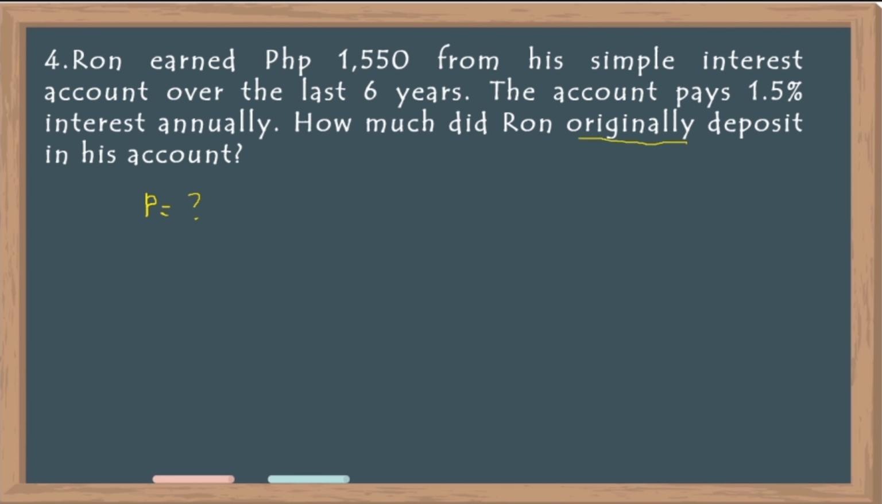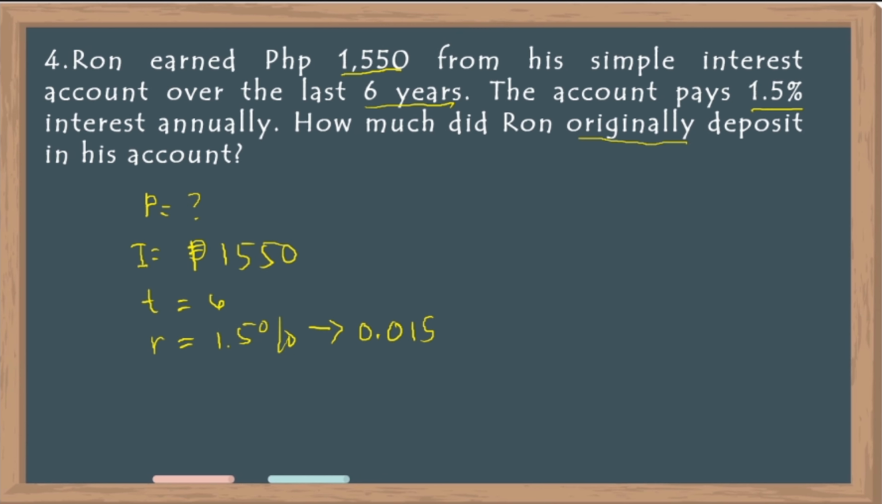Ano po itong 1,550? Sabi niya, earned. Ibig sabihin yung kanyang tinubo or the interest. Okay? So, that's 1,550. Ano naman po itong 6 years? That's the time or the term. Then, itong 1.5%, that's the interest rate. Okay? Pag kinonvert natin to sa decimal, maging 0.015. Okay? Nag-move lang tayo ng dalawang decimal places to the left.